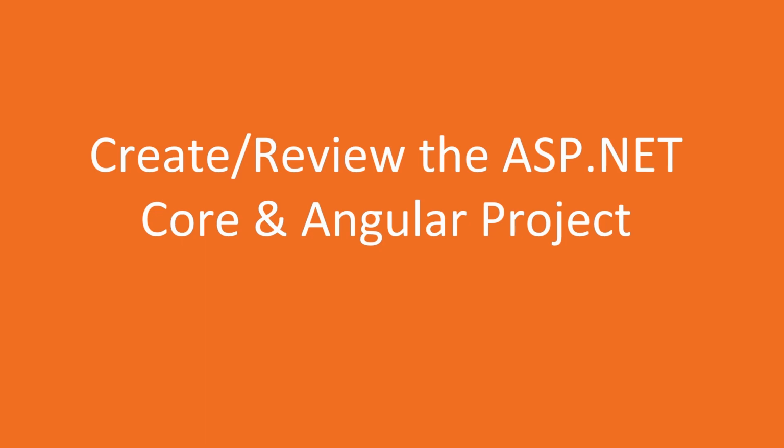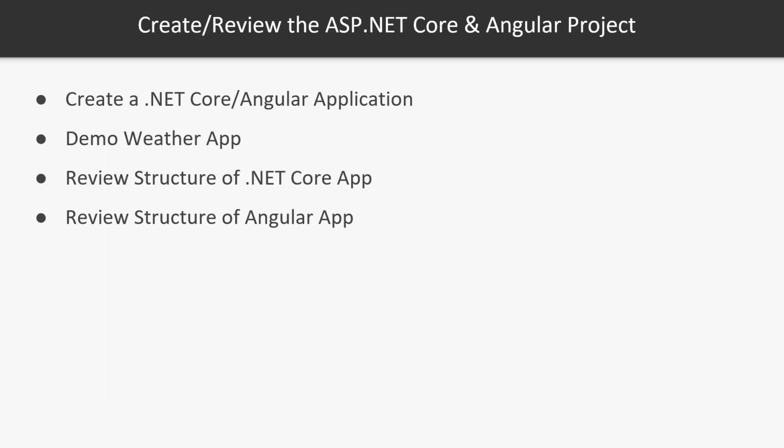Okay, folks, so we are ready to create and review the ASP.NET Core and Angular project. We're going to start off by creating the .NET Core and Angular application. Then we're going to quickly review the demo weather application that it creates by default. That's what we're going to use as a starting point. After that, we'll be reviewing the structure and files of the .NET Core application, followed by reviewing the structure and files of the Angular app.